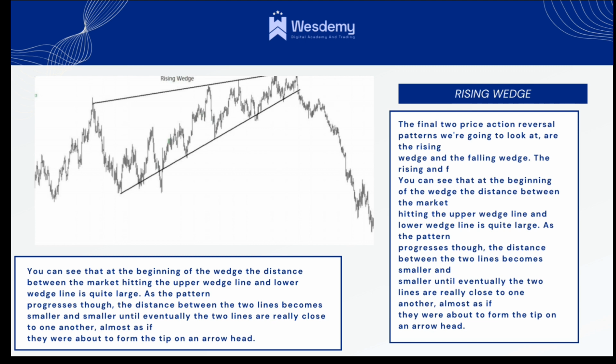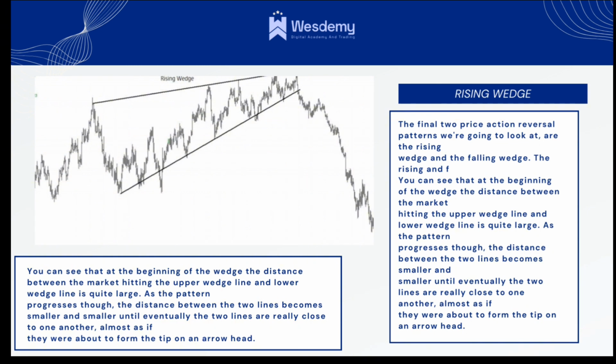All right. So you can see that at the beginning of the wedge, the distance between the market hitting the upper wedge line and lower wedge line is quite large. As the pattern progresses, the distance between the two lines becomes smaller and smaller until eventually the two lines are really close to one another. And then at that point is where you actually have a breakout and then you get entries.